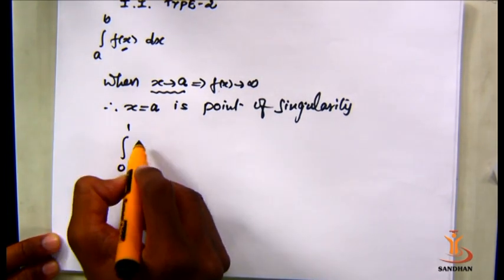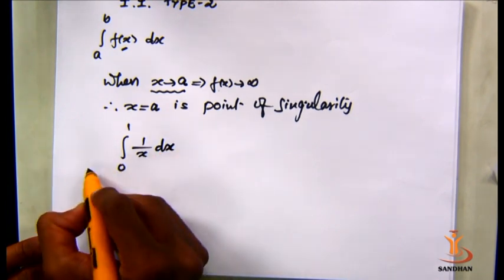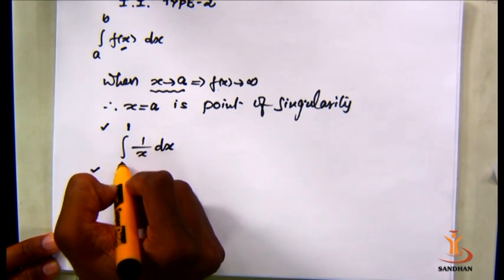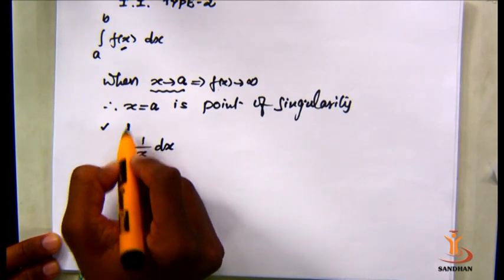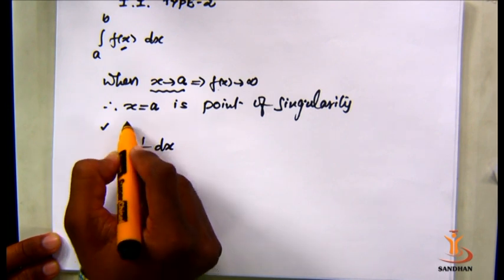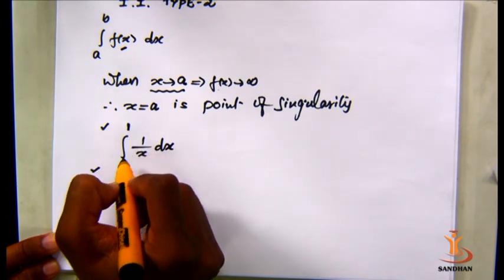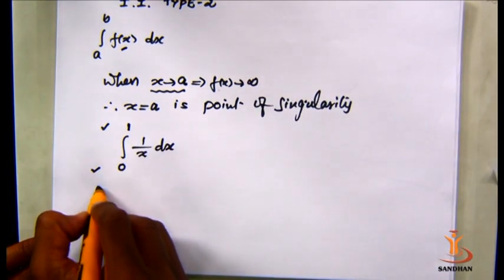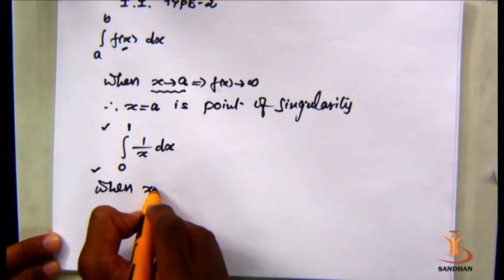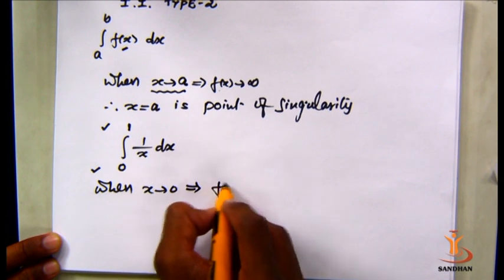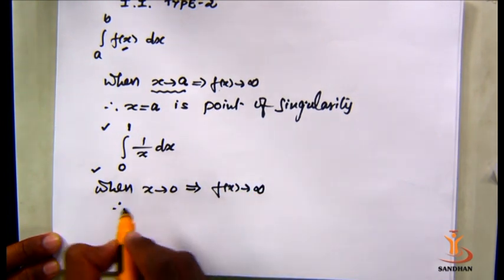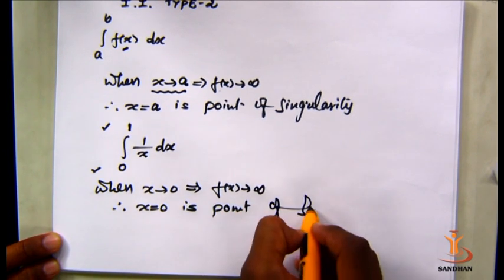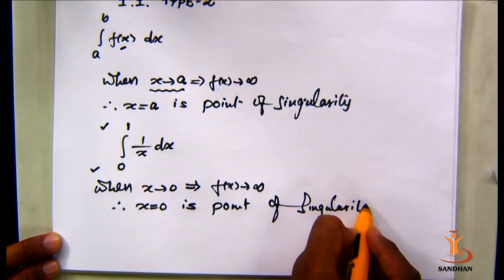Considering 0 to 1, 1 upon x dx. See over here, 0 and 1 both are definite limits, constant limits, are not infinite, is not type 1 improper integral. But if we put 0 in place of x, we'll get 1 upon 0, and 1 upon 0 tends to infinite. Does mean when x tends to 0, f of x tends to infinite, and such that x is equals to 0 is point of singularity.